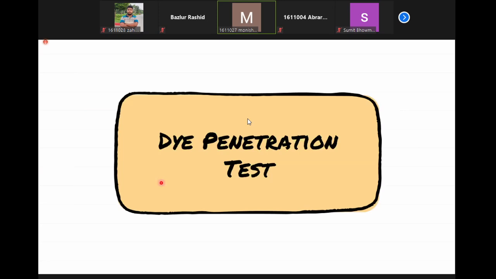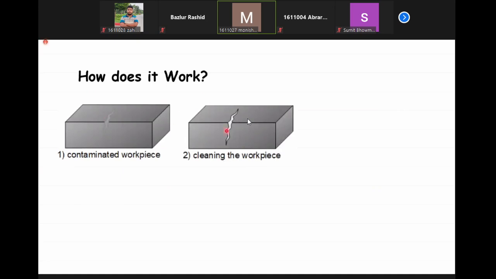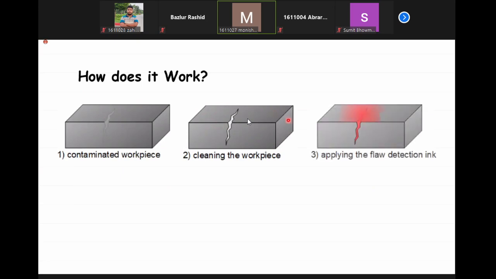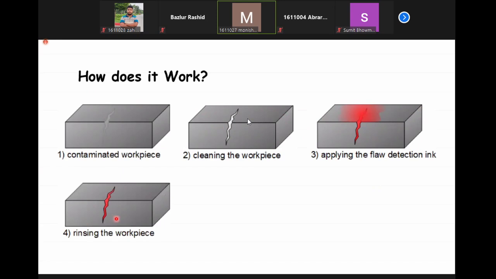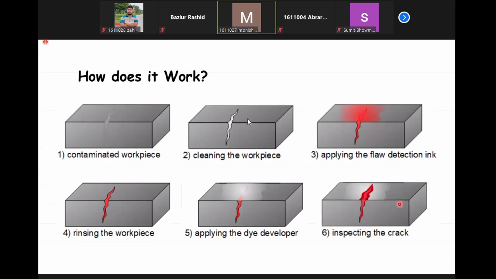The second one is the dye penetration test. It is a picture of a contaminated workpiece. The surface of this workpiece is cleaned to eradicate rust and surface deposits, and then the dye penetrant is sprayed on the surface. Then we wait for some time, and the workpiece is rinsed with water or other solvents. After some time, we add a powdery white-colored developer and wait, and finally the colored dye can be visualized.